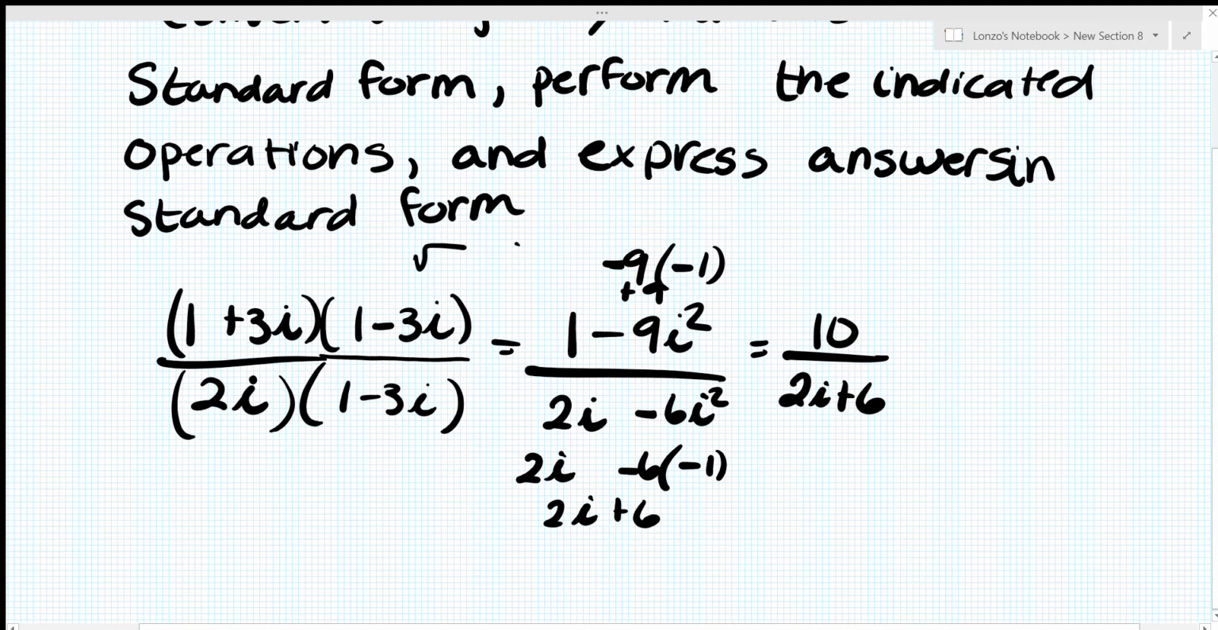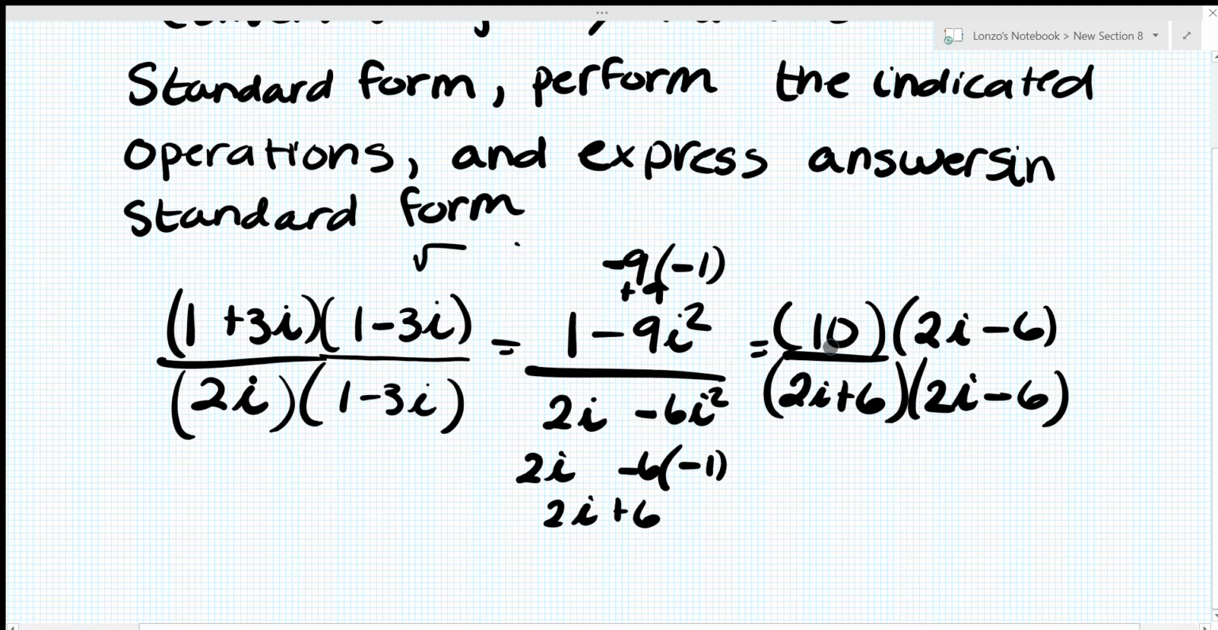Now, are we done here? Nope. We gotta do one more step. We gotta multiply the conjugate again. So this time my conjugate is coming from the denominator, this part. So it's the same thing as this, but different sign. So it's 2i minus 6. Now let's FOIL the top, the numerator. 10 times 2i minus 6, that's going to be 20i minus 60.